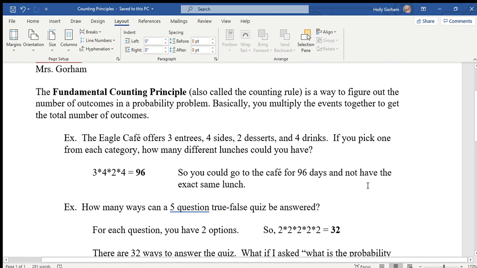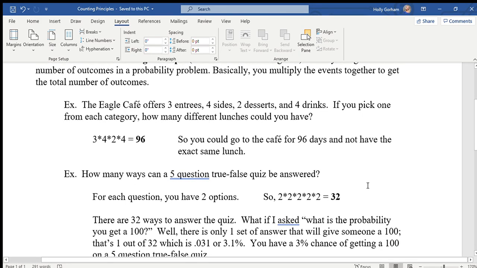Now, if I were to extend this and say, okay, what's the probability that you get a 100? Now, some of you may say, oh, it's 50% because it's true false. That's 50-50. Well, yes. However, there's only one set of answers that will give you 100. That's 1 out of 32. And when you divide that, that's only 3%. You have a 3% chance of getting 100 on a 5-question true-false quiz. So when you kids are always asking for true, false, or multiple choice, think about it. You probably don't want that.